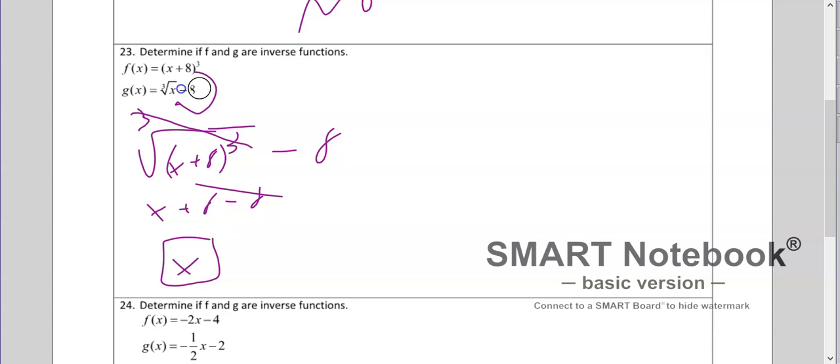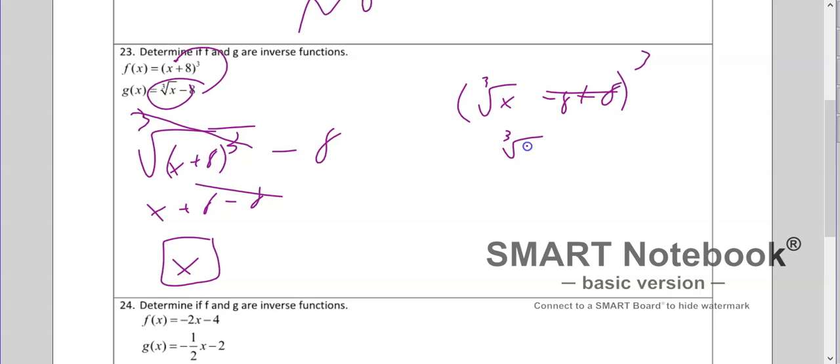Now I'm going to plug this in here. So I'm going to have the cube root of x minus 8, whoops, plus 8 cubed. Well, right off the bat, the 8's cancel. So that gives me the cube root of x cubed. They undo each other. X, yes.